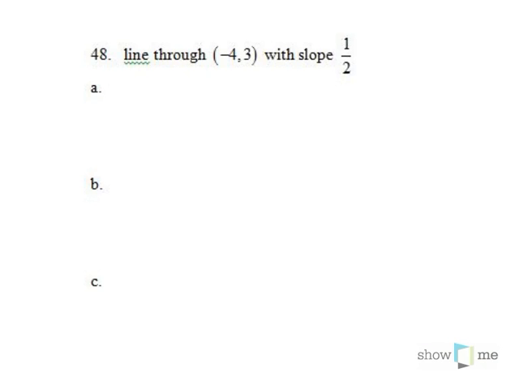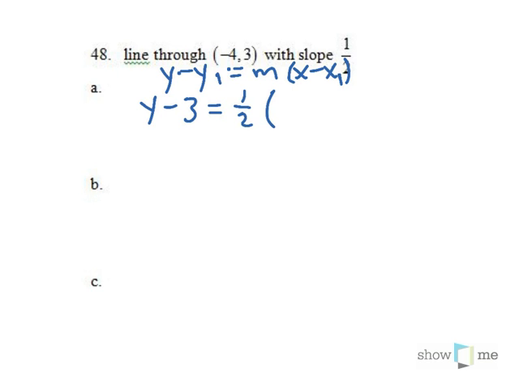For 48a, we need to start by putting our equation in point-slope form. Point-slope form is y minus y1 equals m times x minus x1. We are given a point to use, so I take out the y1 and put in the y, which is 3. We are also given the slope, which is m, so I take out m, put in 1/2. We are also given an x, so I take out the x sub 1 and put in -4.